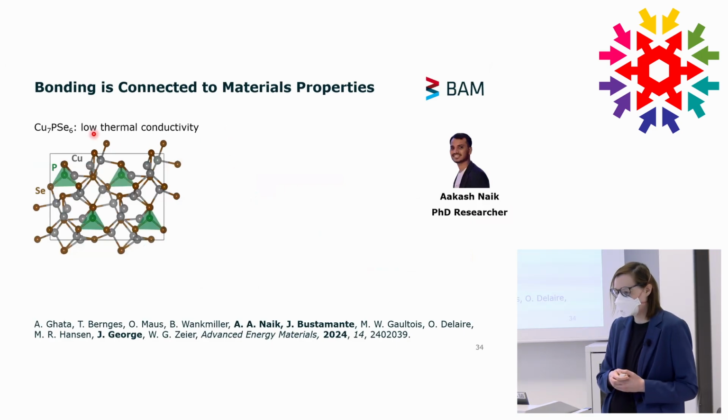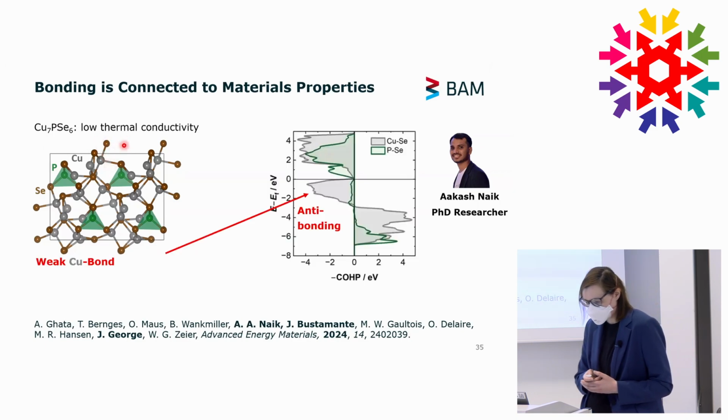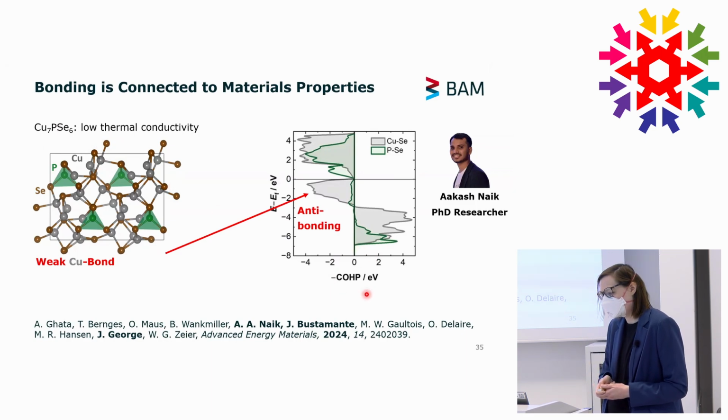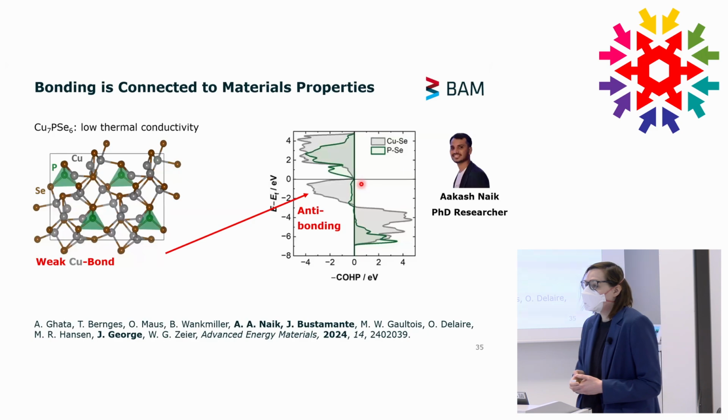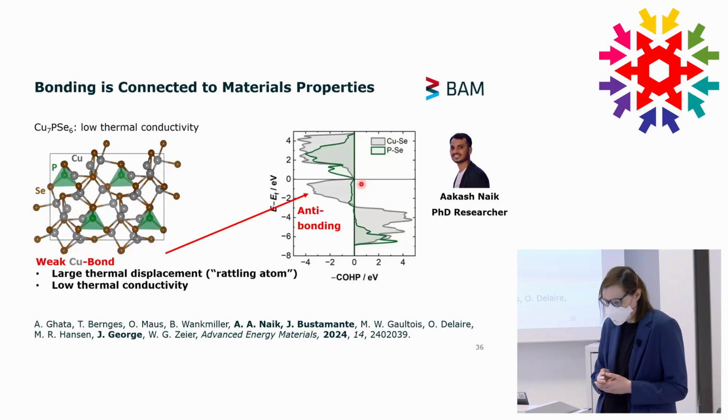Just to show you why this is useful, this is an example from Akash's work. This is a copper-based material with low thermal conductivity. And when you look at the copper environments, you will see they are surrounded by selenium, and these environments are quite distorted. When you then analyze this Crystal Orbital Hamilton Population, you will see that a huge anti-bonding peak shows up in these copper-selenium bonds. And if you integrate the COHP up to the Fermi level, you will actually get a very weak bond strength.